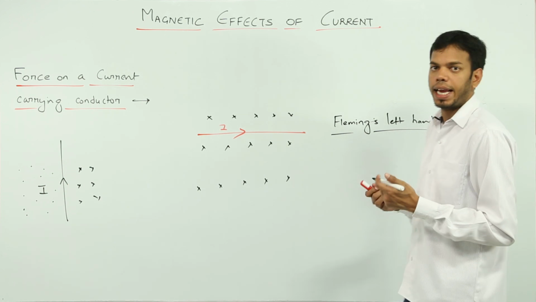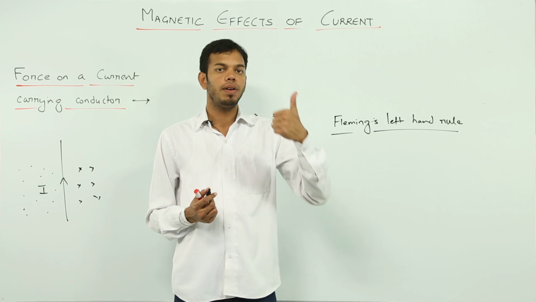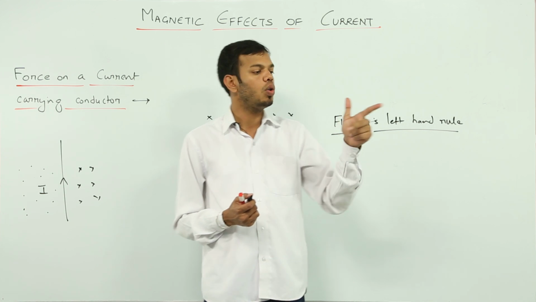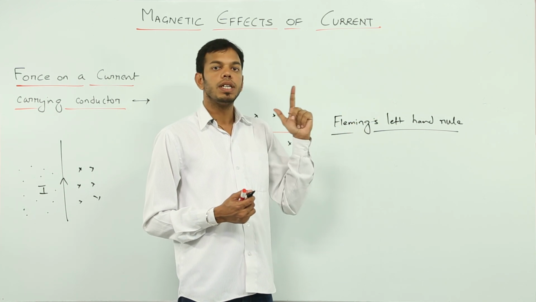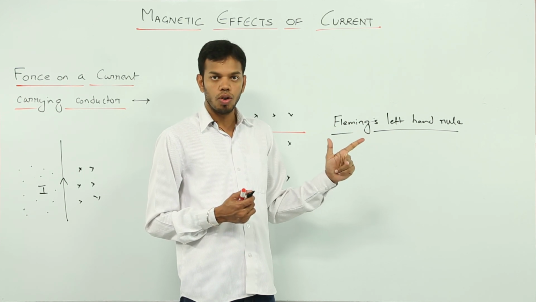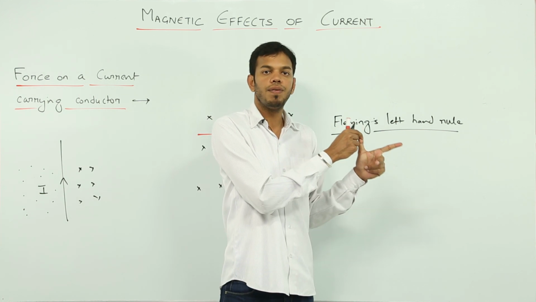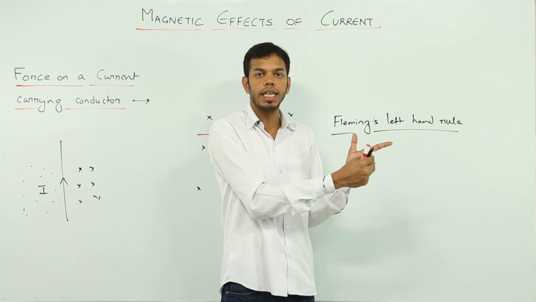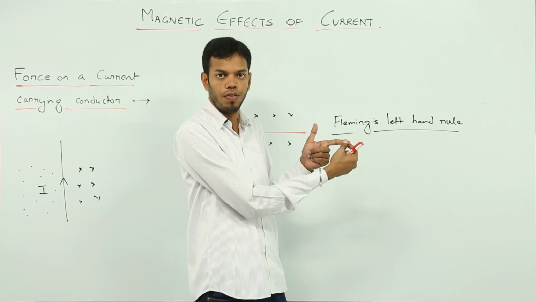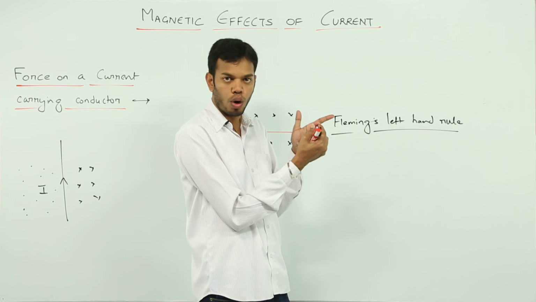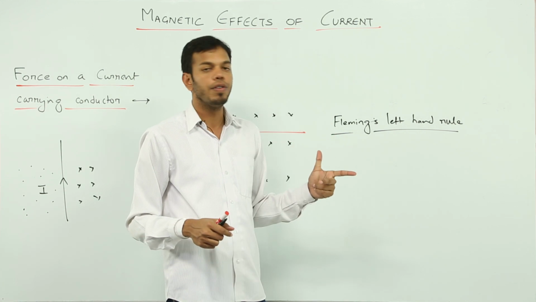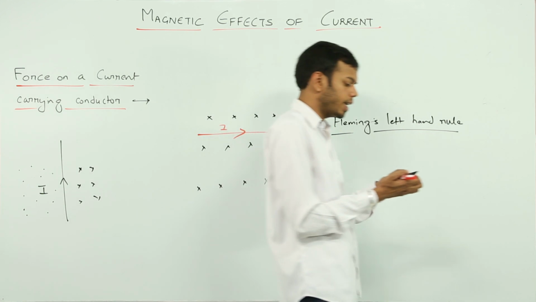So the rule states like this: if you place thumb, first finger and middle finger of your left hand in 3 mutually perpendicular directions, this is how they are in 3 mutually perpendicular directions. So I'll repeat it again: when we place thumb, first finger and middle finger in 3 mutually perpendicular directions, such that first finger is representing the direction of magnetic field and middle finger is representing the direction of flow of current, then the thumb will represent the force experienced by the conductor. So thumb is giving you the direction of force which is being experienced by the conductor.